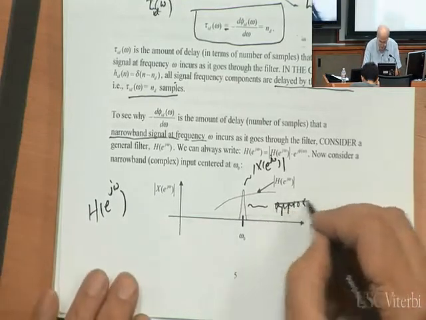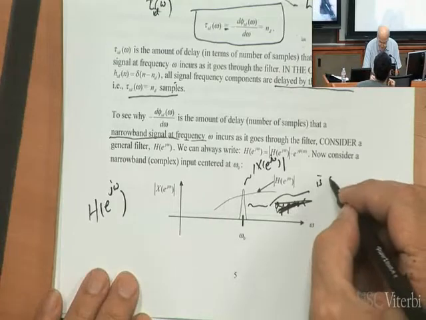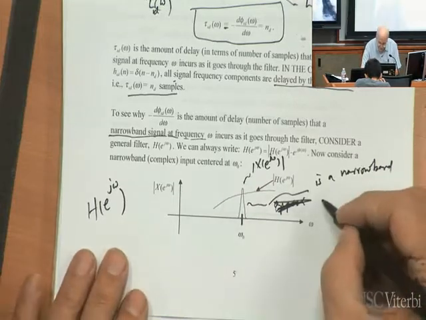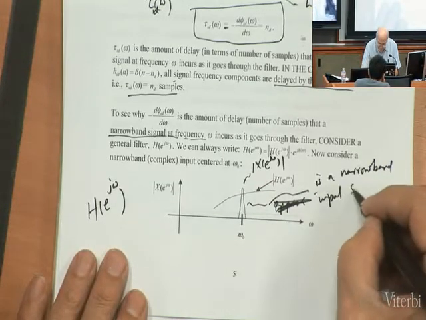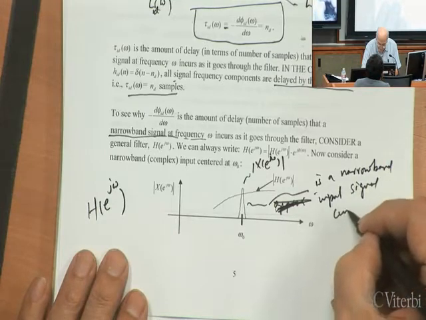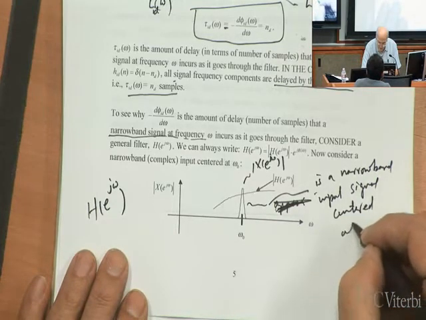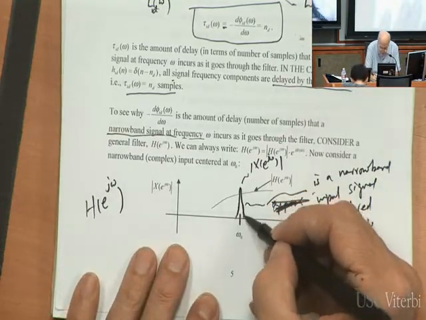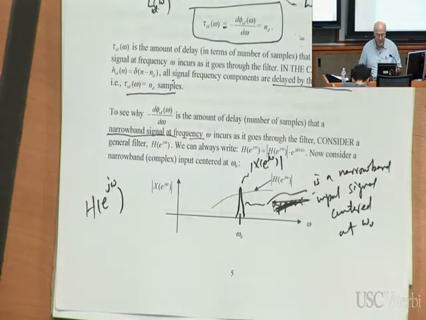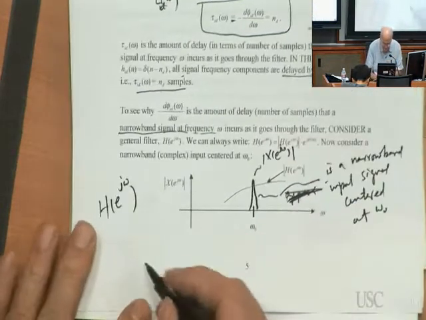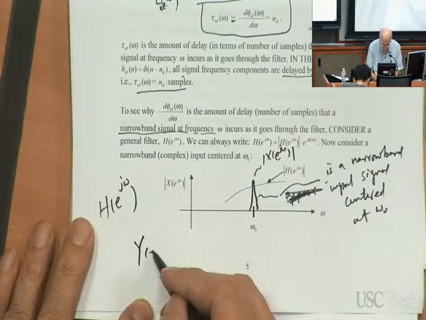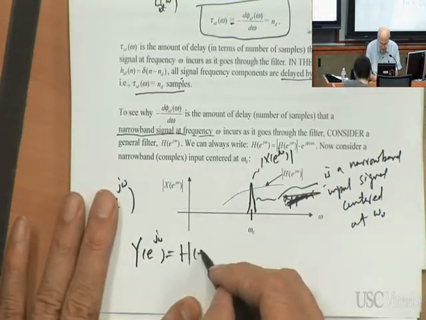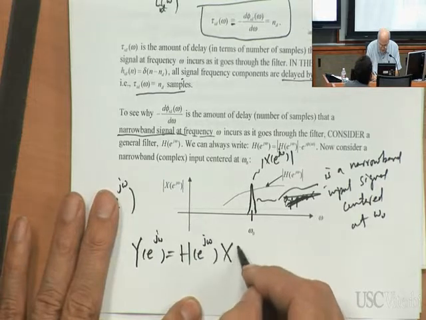That is a narrowband input signal centered at omega naught. That's what the frequency response would look like by definition. Very narrow, centered at omega naught. So what's going to happen is we're going to filter that. So we're going to look at Y of e to the j omega equal to H of e to the j omega times X of e to the j omega.